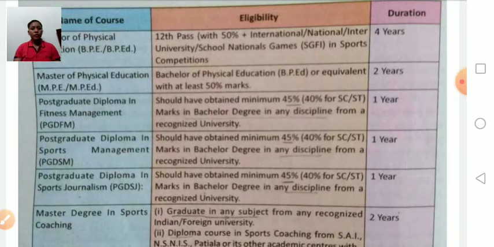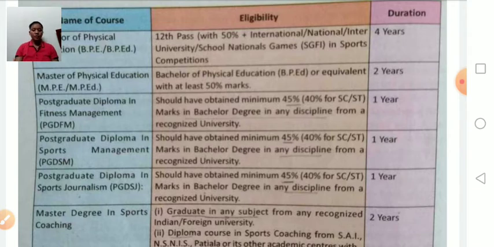Postgraduate Diploma in Sports Management. For this, you should have obtained minimum 45% marks in a bachelor degree in any discipline from a recognized university, and it is of 1 year duration.